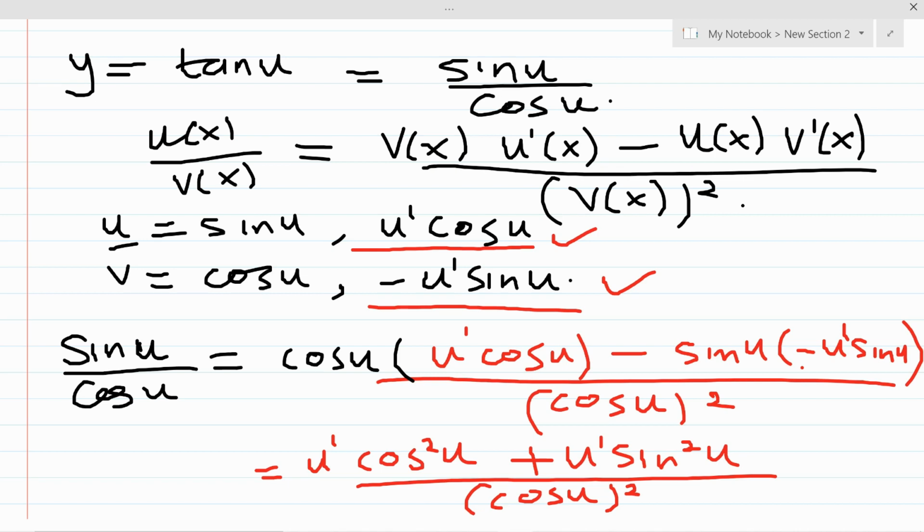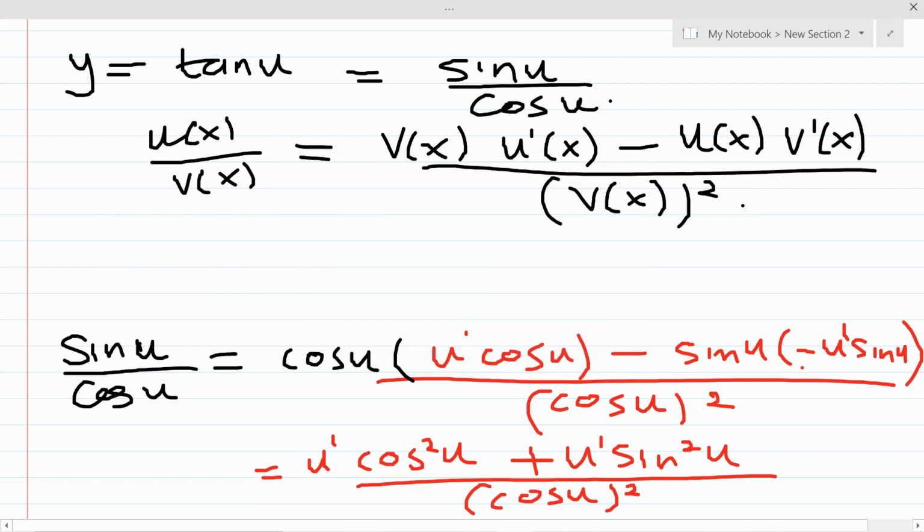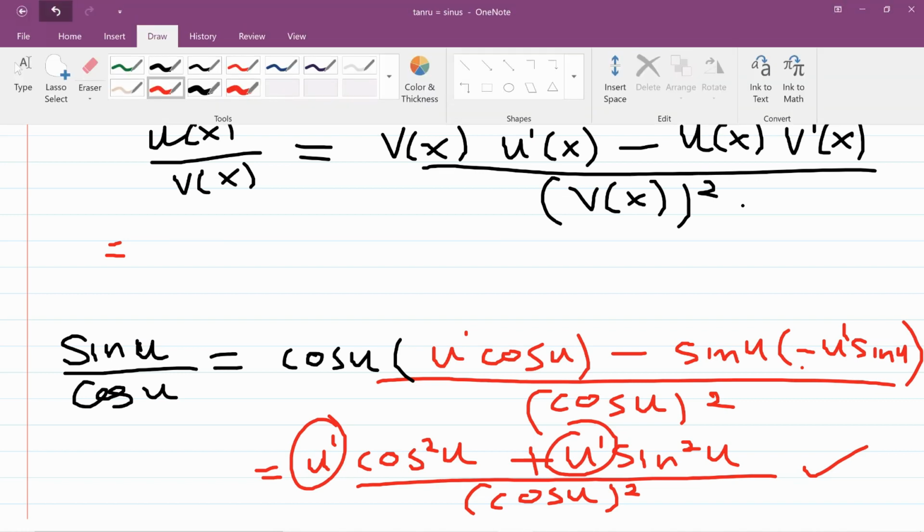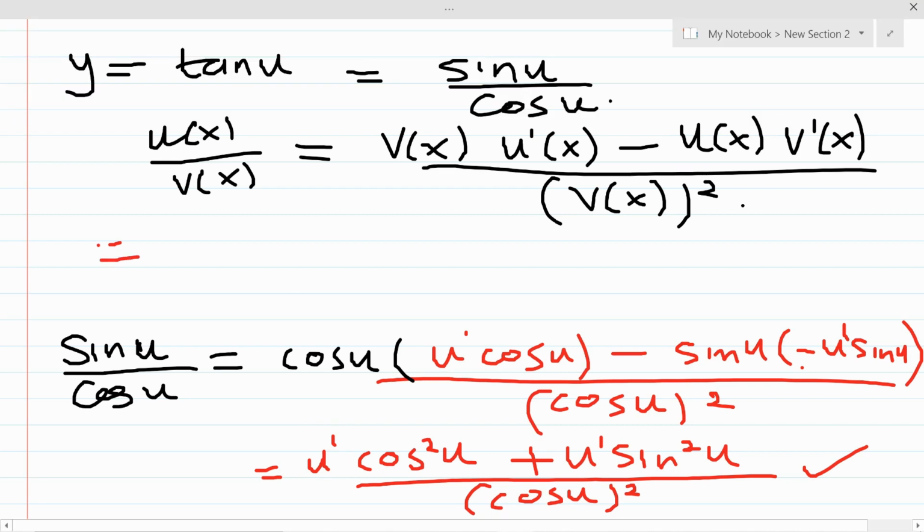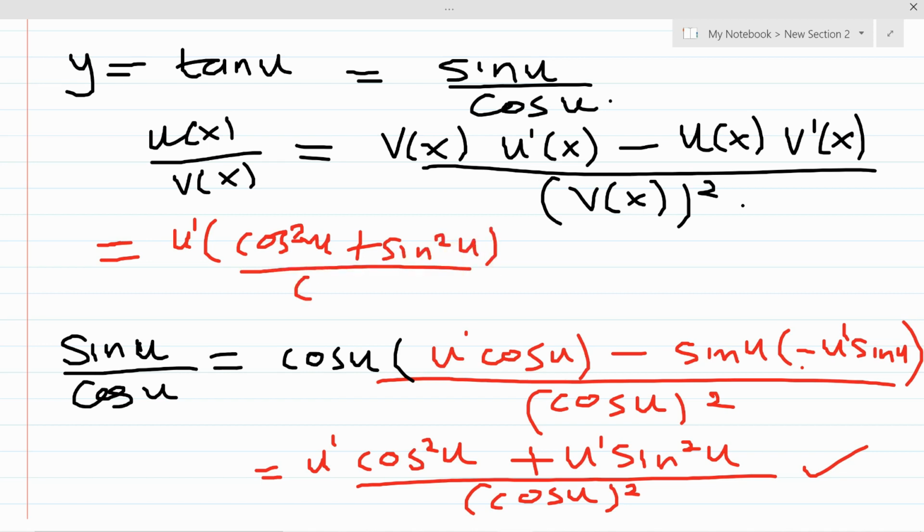Now we can do some factorization here. Let me clean the top for you to see. So with this, factorizing this down here, you can see that the whole of this differential will give us u prime is here, u prime is also here, so we'll factor that out, and we'll get u prime out, cos squared u plus sine squared u, over cos squared u, because cos u all squared is the same as cos squared u.